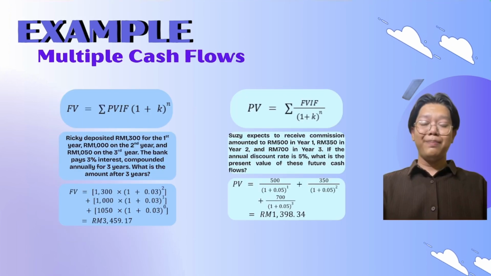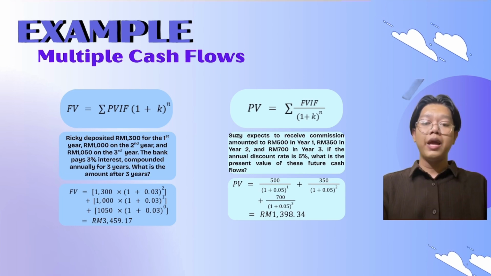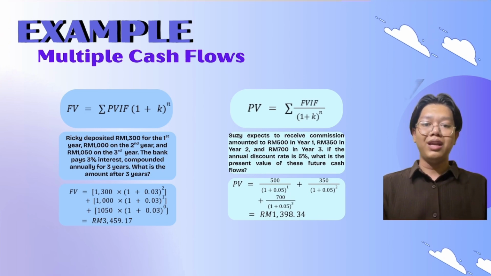Now, for the multiple cash flows example, the first one is Ricky deposited 1,300 ringgit for the first year, 1,000 ringgit on the second year, and 1,050 ringgit on the third year. The bank pays 3% interest compounded annually for 3 years. What is the total amount after 3 years? The answer will be 3,459 ringgit 70 cents. Second is Suzy expects to receive a commission of 500 ringgit in year 1, 350 ringgit in year 2, and 700 ringgit in year 3. If the annual discount rate is 5%, what is the present value of these future cash flows? The answer should be 1,398 ringgit 34 cents.